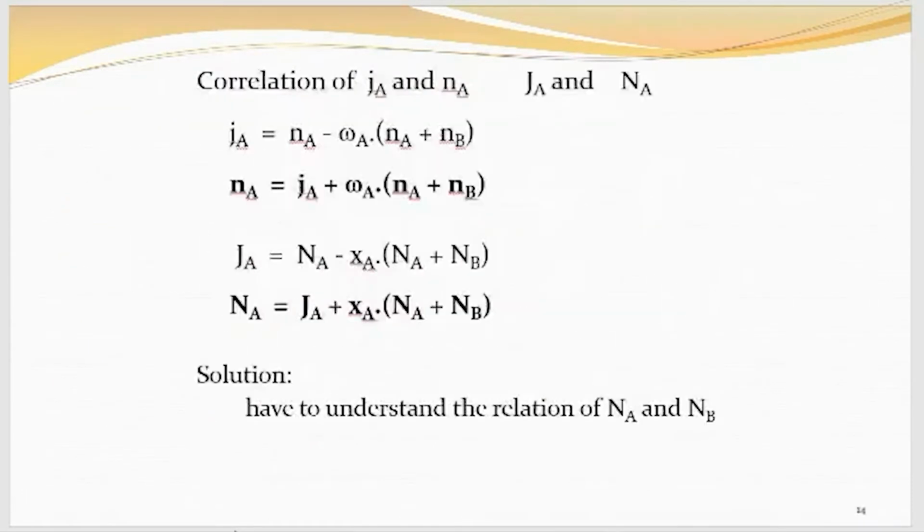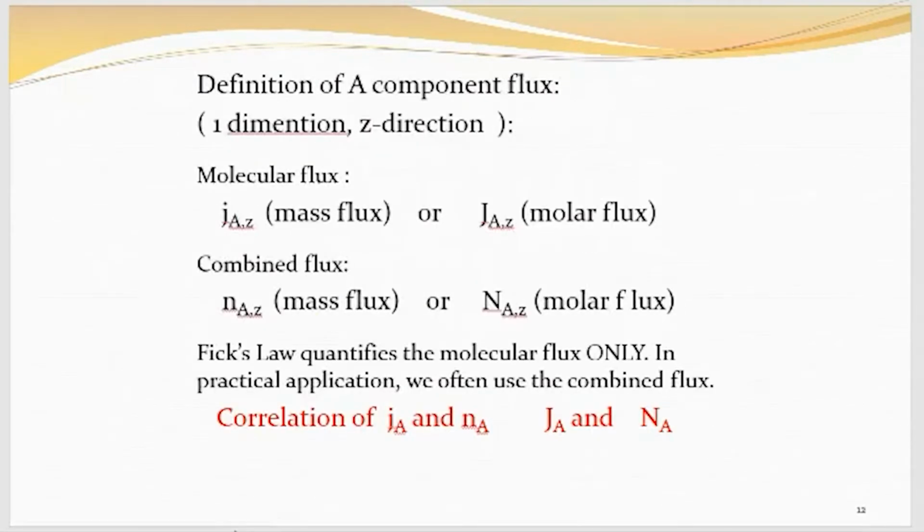Okay, so basically, I skip a bit. The combined flux is expressed as N. We have capital N and also the lowercase n. Lowercase n is the mass flux when we talk about mass concentration, and the capital N is the molar flux when we talk about the molar concentration. So N basically is the combined flux. It already takes into account the molecular flux and also the convective flux.